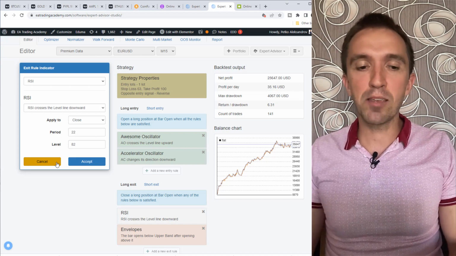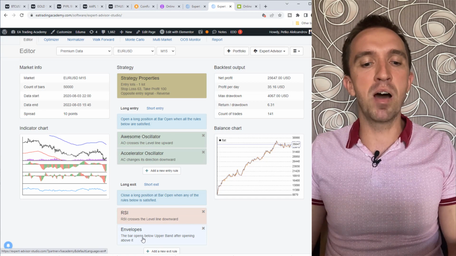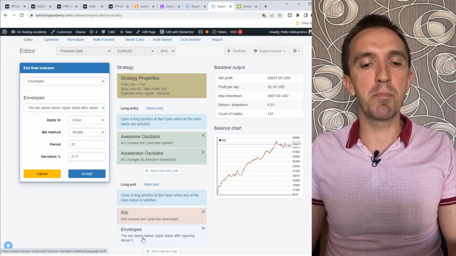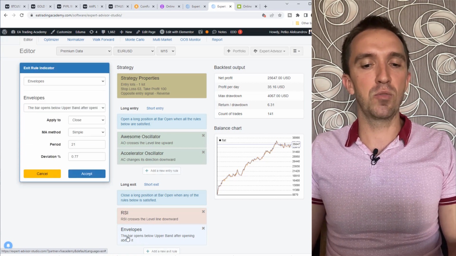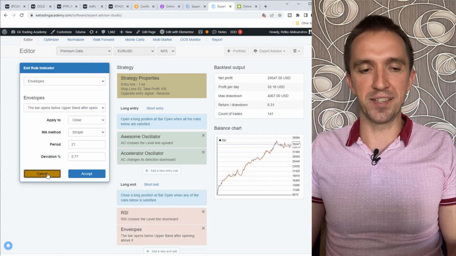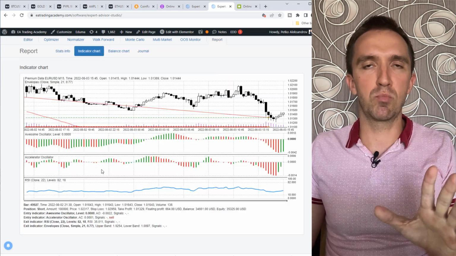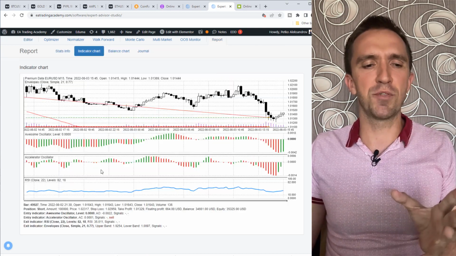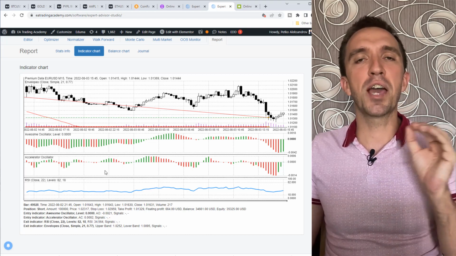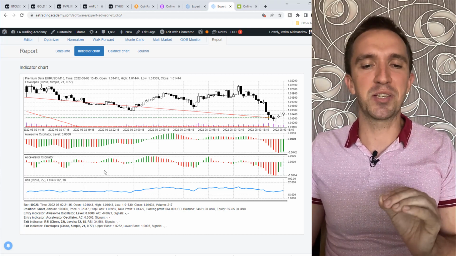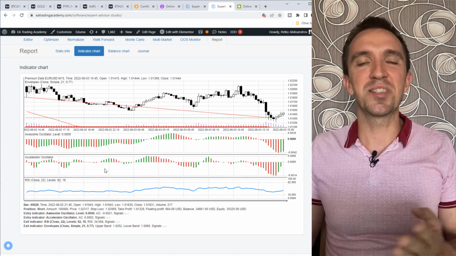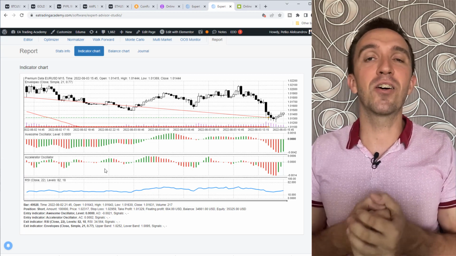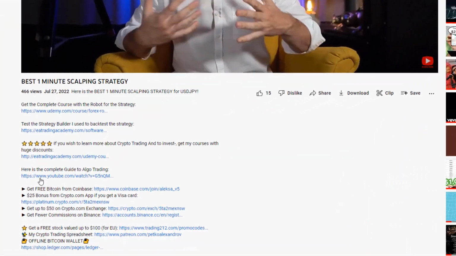And at the same time, we need to see a bar that opens below the upper band of the envelopes after opening above it. Okay, I will not go into more details because I don't want this video to get really nerdy. You can put this strategy on MetaTrader and backtest it yourself. If you don't know how to do it, check out the guide that I have recorded recently.